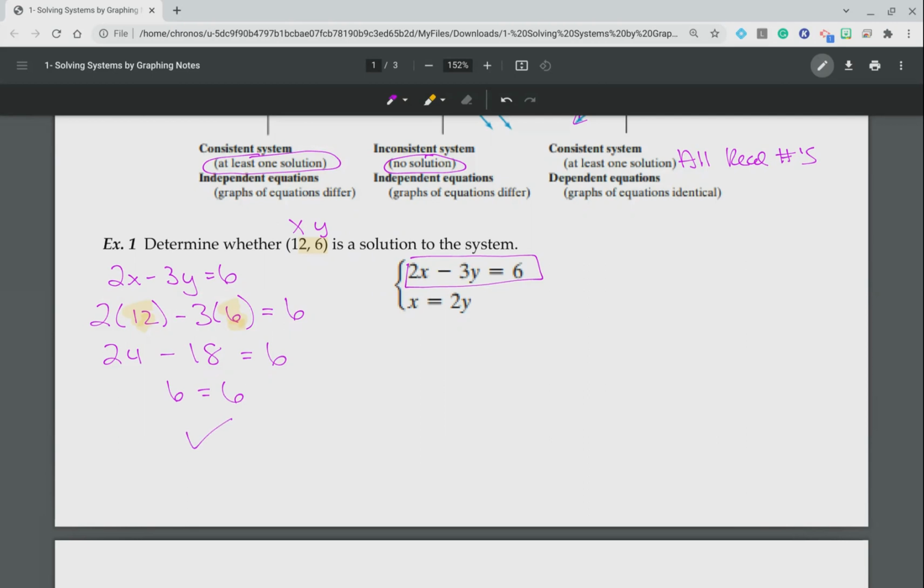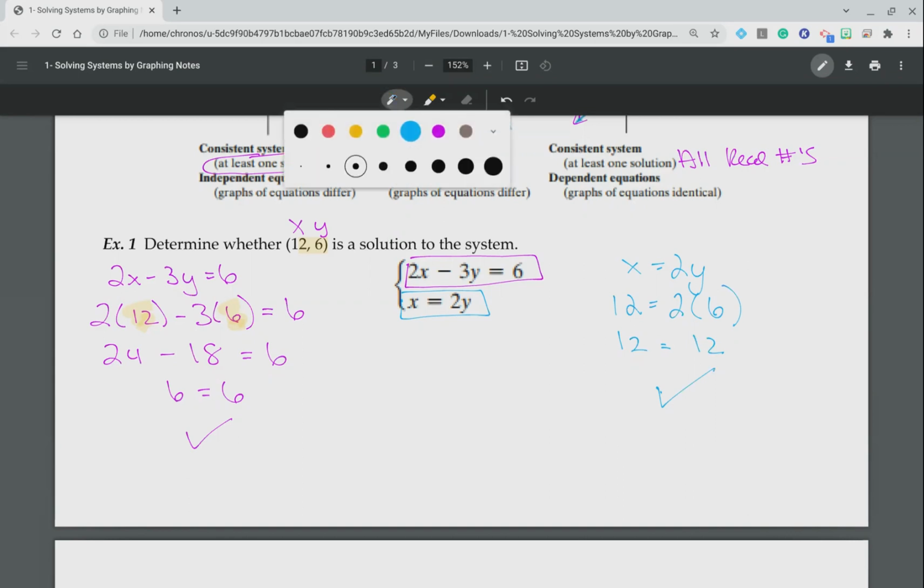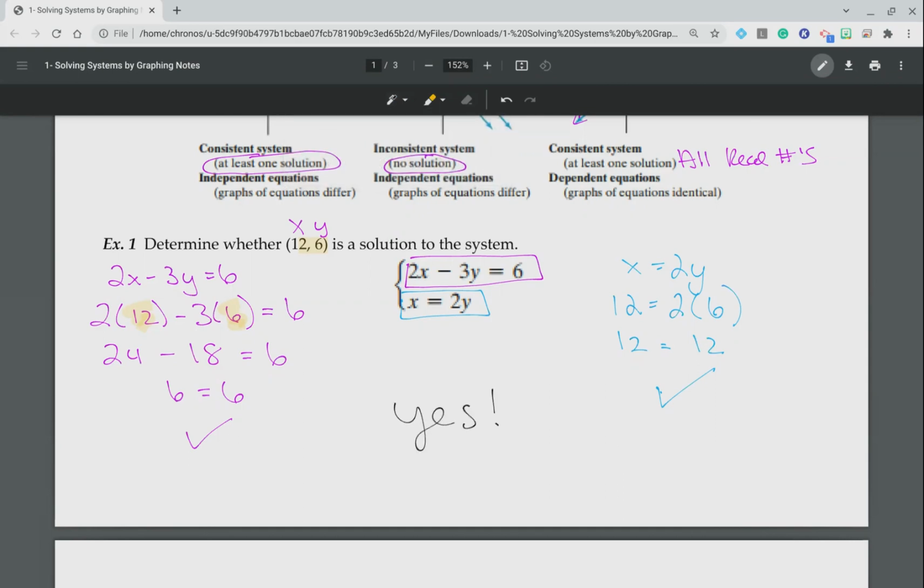But in order for it to be a solution to the system, it has to work for both. So now I'm going to plug it into my second equation. Again, x is 12 and y is 6, so I plug in 6 for y, and I get 12 equals 12. So again, that's a true statement. Since both of those are true, I can say that, yes, this is a solution.